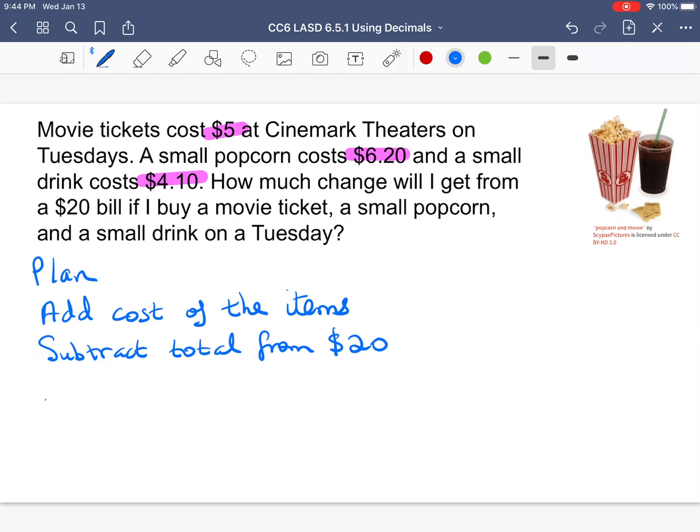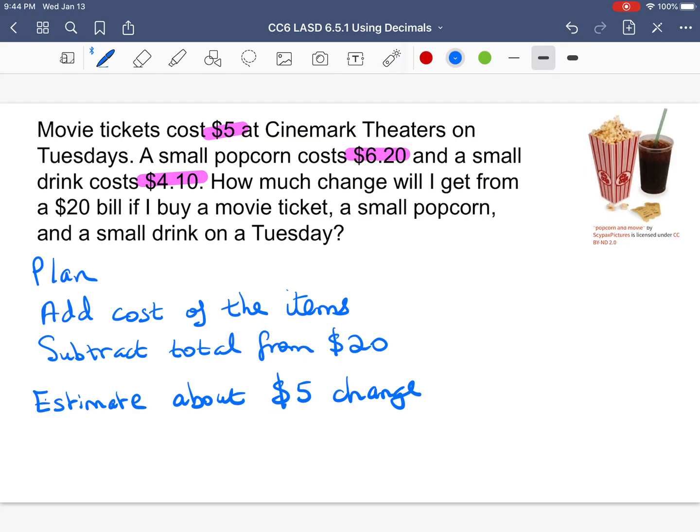And before I start, I want to do a quick estimate, just so I can see if my answer seems reasonable at the end. So a movie ticket is 5, the popcorn is 6 about, so 5 plus 6 is 11, and the drink is $4, $15 altogether. So I estimate that the total cost of the items will be about $15, and when I subtract that from 20, I should get about $5 change. So if I only get $1 change, or if I get something really high like $15 change, I know I've made a mistake. It's good to have an estimate.